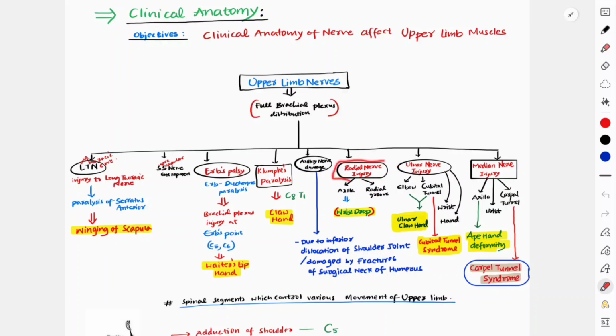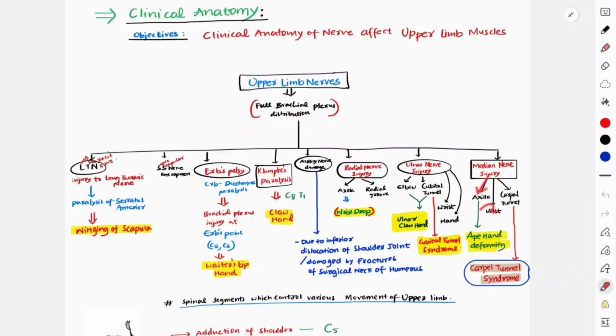You can see radial nerve injury at the axilla and the radial groove. If the injury is at the axilla, it causes wrist drop. Radial nerve, wrist drop. And the ulnar nerve injury, you can see, if the injury is at the elbow or at the cubital tunnel, those two can cause ulnar claw hand. If it is solely at the cubital tunnel, it causes cubital tunnel syndrome, and the injury can also occur at the wrist and hand. And next comes the median nerve.